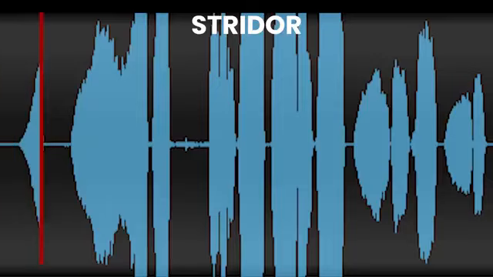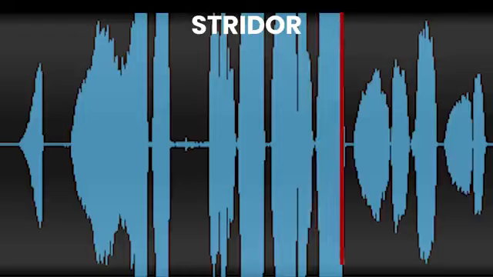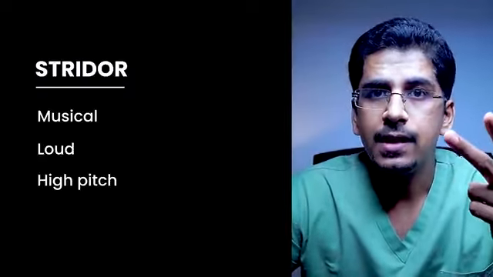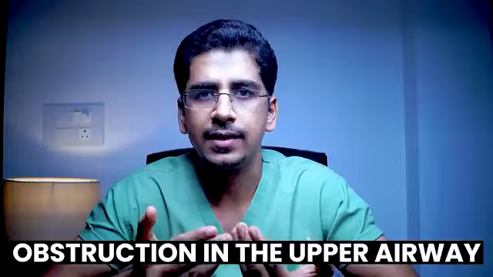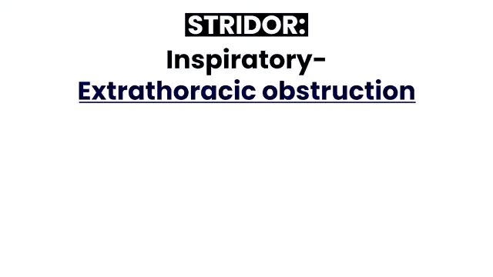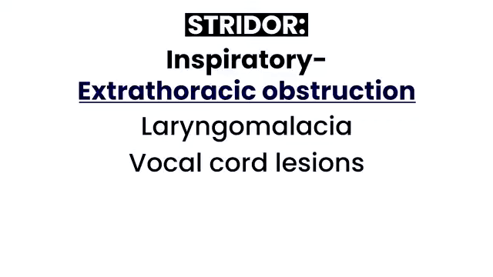Now coming on to the next one, which is the stridor. The stridor is a musical sound, loud and high pitched, and this is produced mainly because of the obstruction in the upper airway tract, right? Now if this stridor occurs during the inspiratory phase, that suggests an extrathoracic lesion. Example, laryngomalacia or vocal cord lesions. Whereas if it occurs in the expiratory phase, that suggests an intrathoracic lesion.